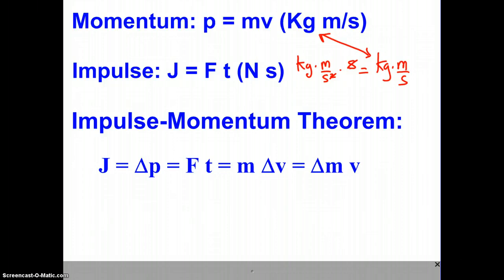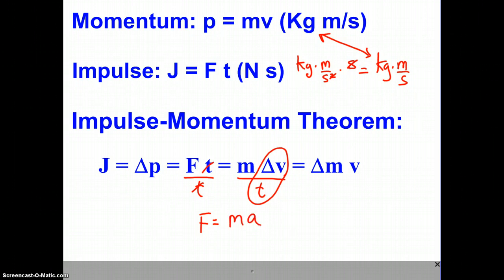A quick side note here. If we divide this middle equation, Ft and m delta v, both by time, what we see is that the time units cancel, and you should recognize probably that change in velocity over time is acceleration. So we're left with F on the left side of our equation and m times a on the right side of our equation.